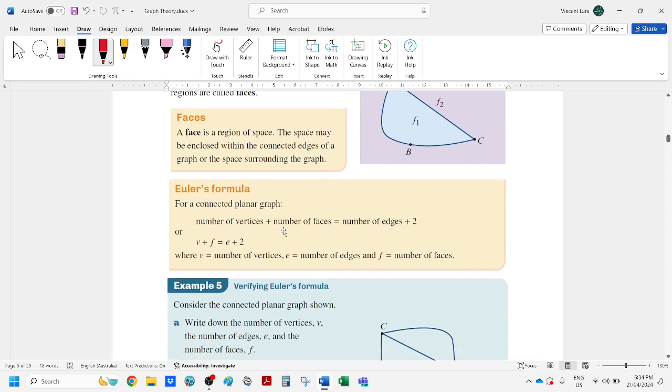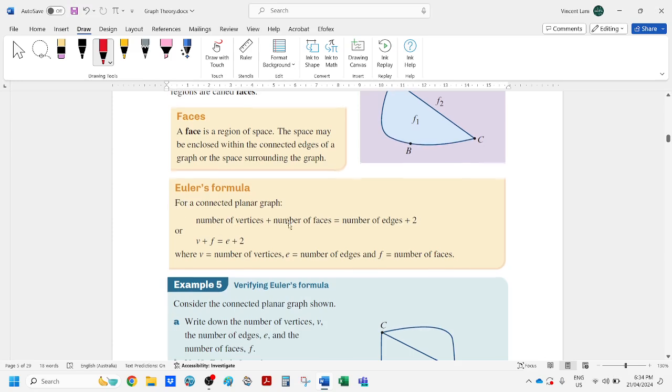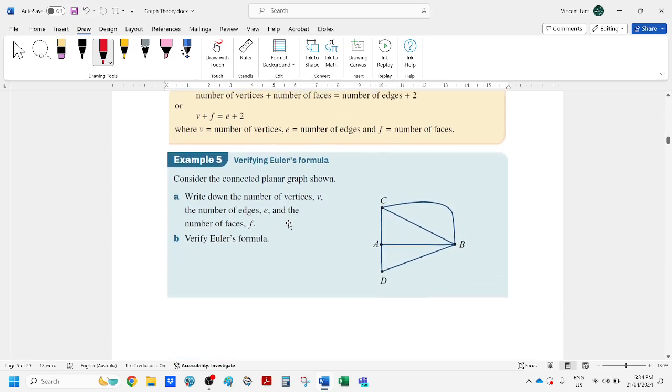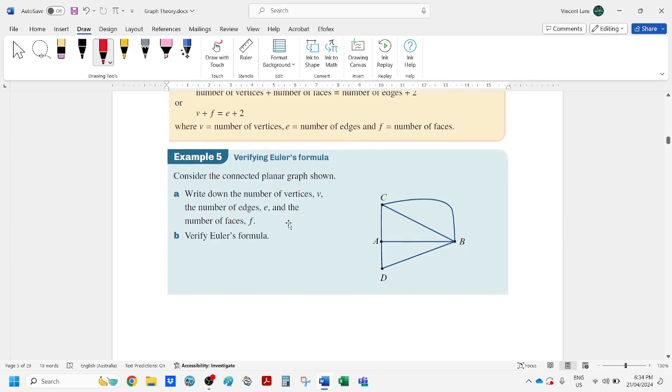Next, we've got Euler's formula. Euler's formula is just something you keep in your exercise book: the number of vertices plus the number of faces should equal the number of edges plus 2. And it always works for connected planar graphs. So most of the time on a SAC, we'll just ask you to verify Euler's rule.